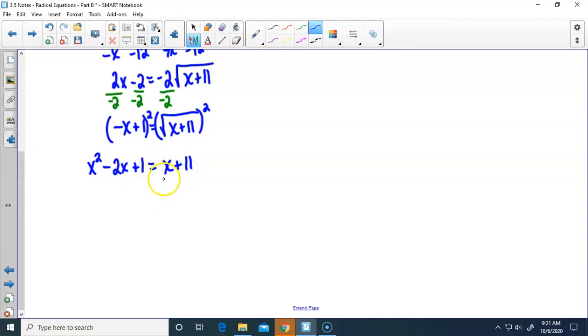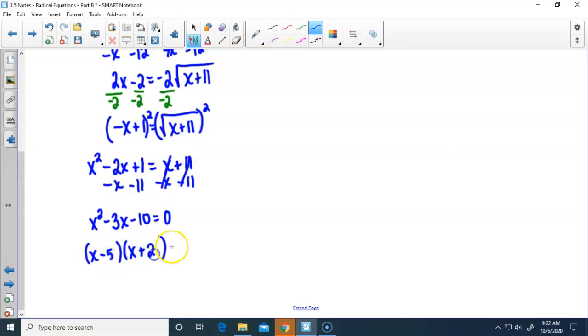You need to move everything to one side because you've got a quadratic here. So you're going to subtract x from both sides and subtract 11 from both sides. So you can move those terms from the right to the left. And we'll have x squared minus 3x minus 10 equals 0. Fortunately, this will factor. So we're going to have x minus 5 and x plus 2 is how this one will factor, which gives us two answers, x equals 5 and x equals negative 2.